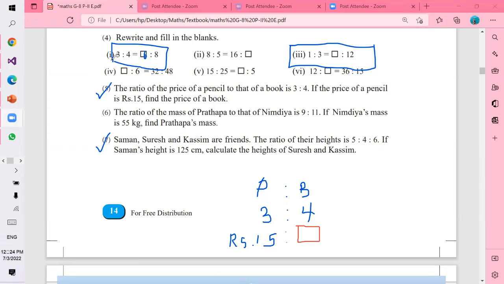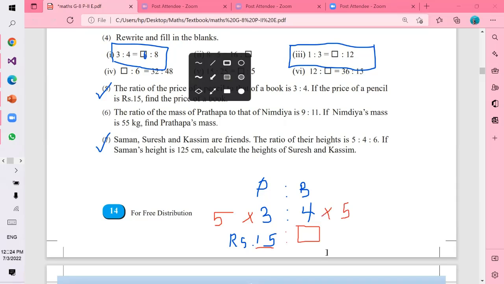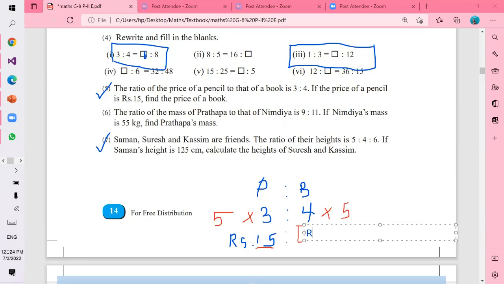Did you get the answer? Yes. What is the answer? Price of a book is 20 rupees. Okay, so here we can see that 3 is multiplied by 5, then 15 comes. When 4 is multiplied by 5, the answer is rupees 20. Okay, correct. Very good. Then Viara.